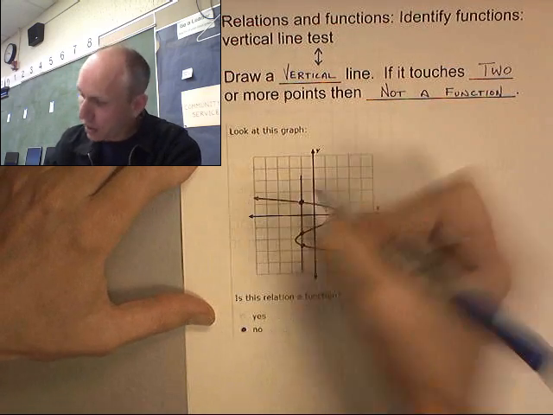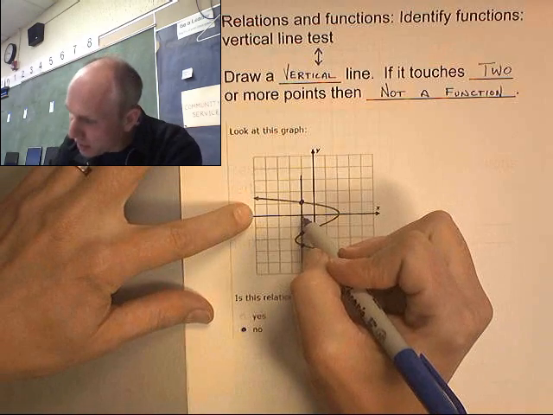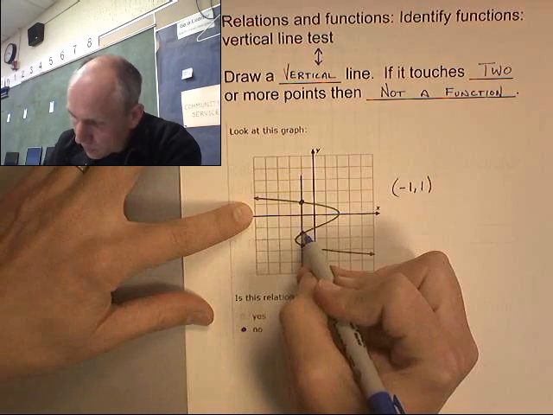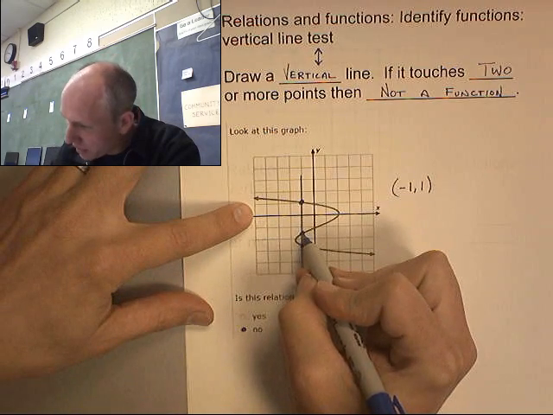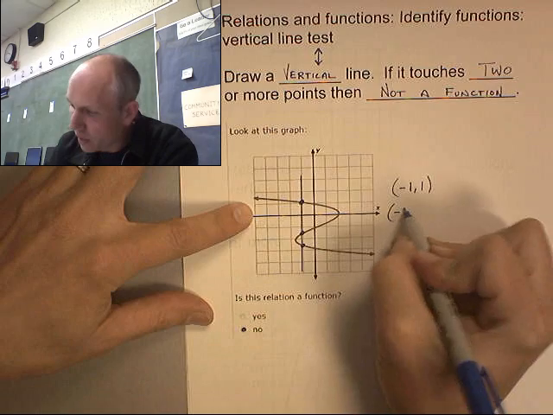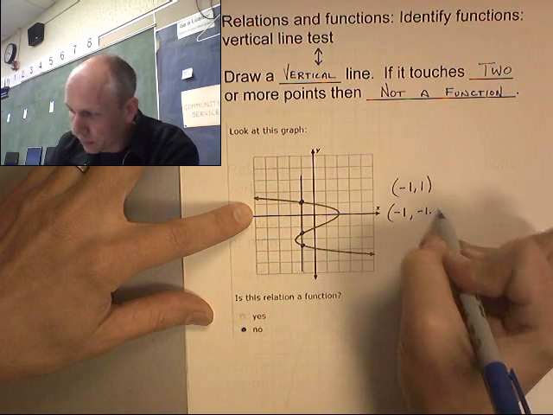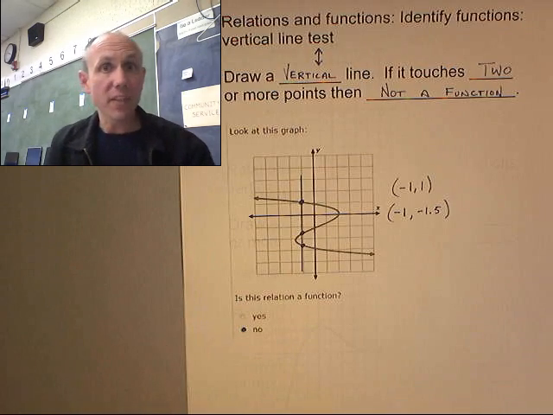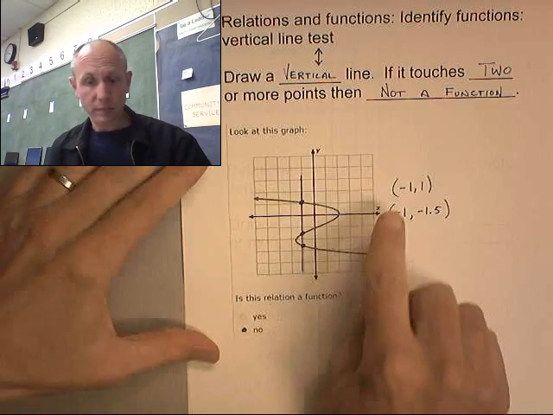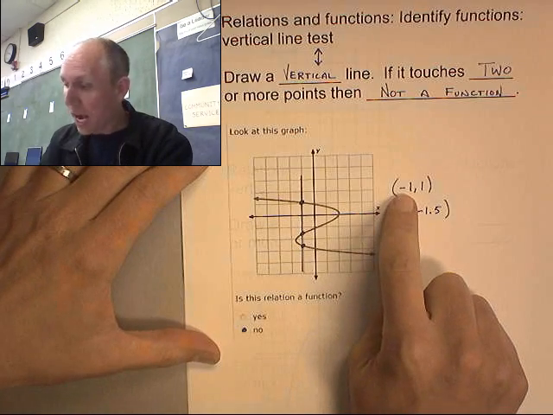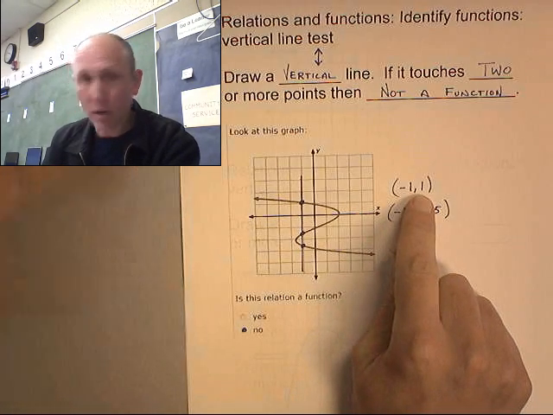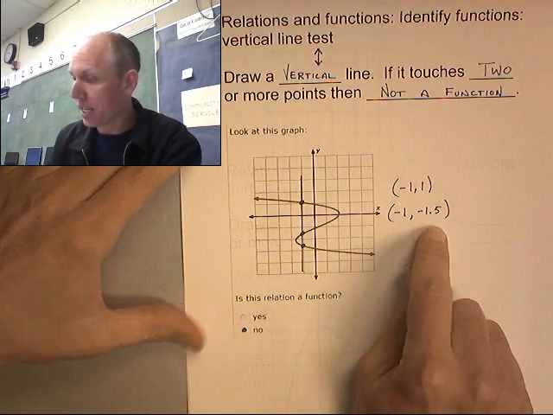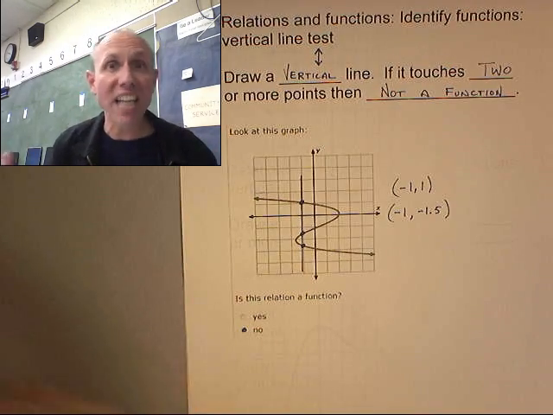Now, let's take a look kind of why, because if I look at these points, this is -1, 1, and this point is -1, -1.5. Based off of the last lesson, we know this isn't a function. I put in a -1 and out comes a 1. That's great. But now I put in a -1 and out comes a -1.5 and I'm freaking out.